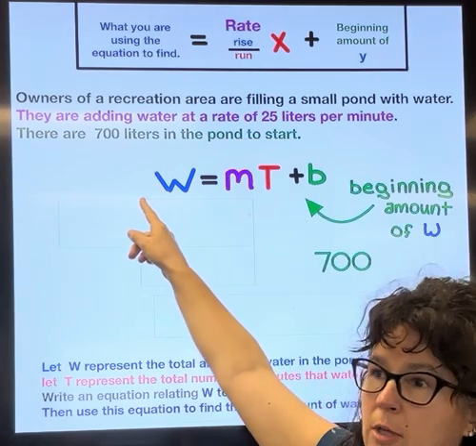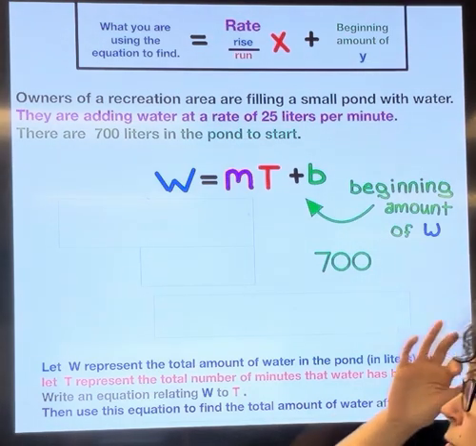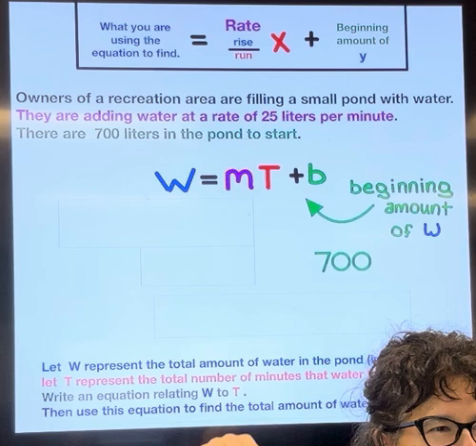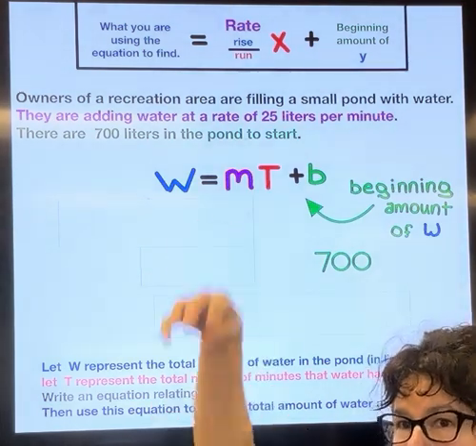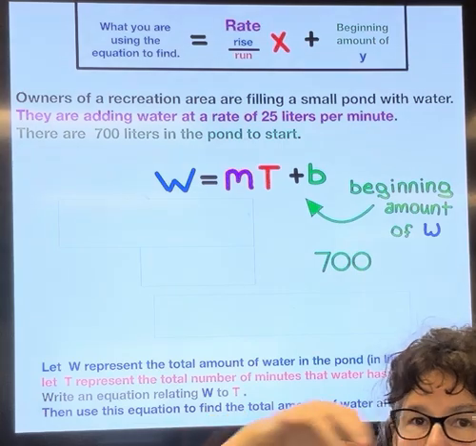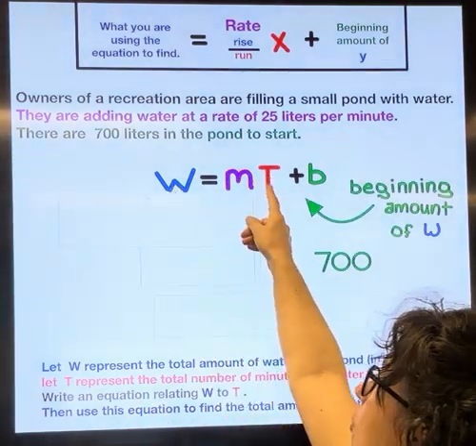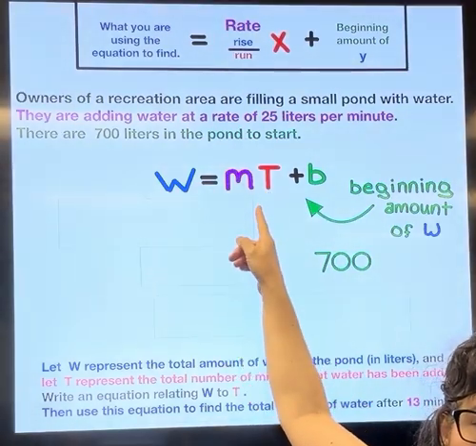Again, the labeling is crucial because this is the starting amount on the y-axis, so it's the starting amount of W. Okay, next I want to find the slope, and slope is a rate. Those two words are interchangeable, slope and rate. Rate is rise over run. When we're talking about these variables, rise is y-axis over run x-axis. So it's going to be about water over time, y over x.